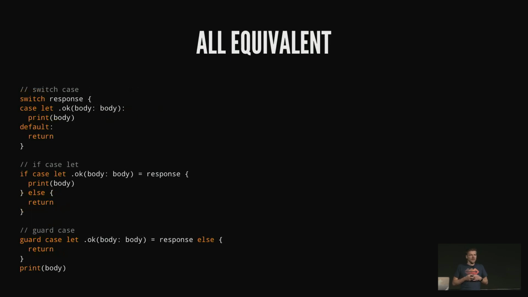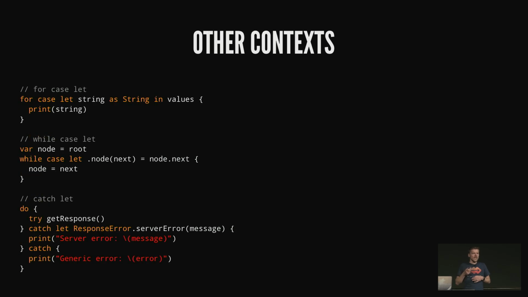But case let, these syntaxes are all effectively equivalent. So you can use switch, you can use if case let, you can use guard case let. They all do the same thing. Where case let is quite useful is that you can use it in contexts outside of if. So the for case let I mentioned earlier is quite handy. You can also use while case let. And there's actually a version of this for do catch statements. It doesn't use case, it just uses catch let, but it's basically the same thing. It lets you do pattern matching on errors that are thrown inside do catch.